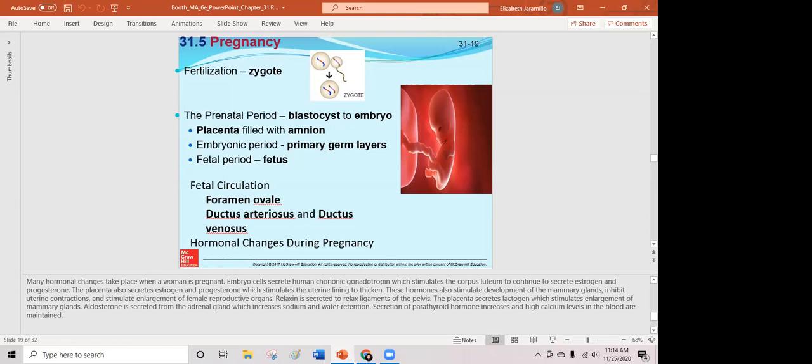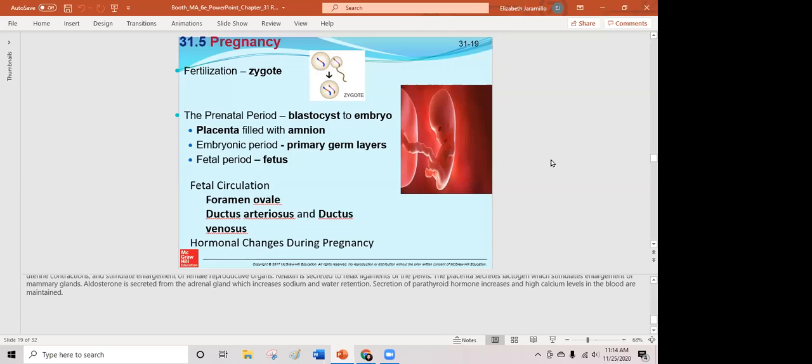Aldosterone is secreted from the adrenal gland, which increases sodium and water retention. Secretion of the parathyroid hormone increases and high calcium levels in the blood are maintained, right? We want to give as much calcium as we can to that baby, or the fetus, I'm sorry. So then that way it can go ahead and develop into a healthy baby.